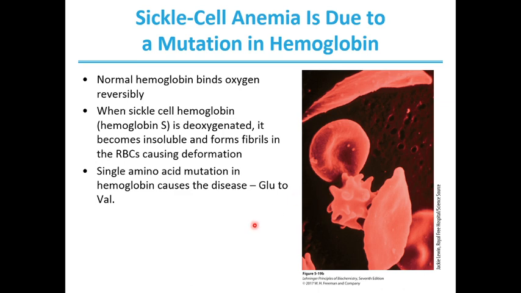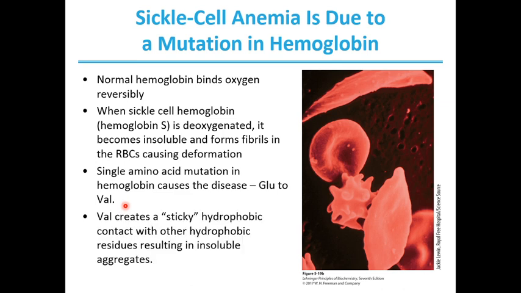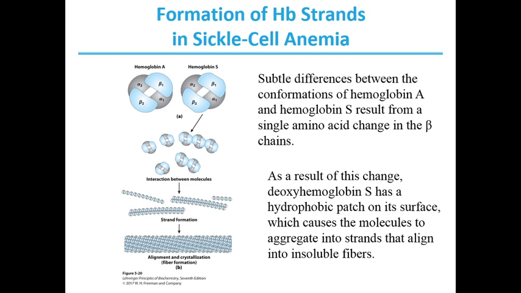Obviously, there is a genetic mutation which results in the mutation of a single amino acid in hemoglobin, and that mutation is glutamate to valine. Remember, glutamate is a negatively charged amino acid, whereas valine is a hydrophobic amino acid. Valine creates a sticky hydrophobic contact with other hydrophobic residues, resulting in insoluble aggregates. So these are the insoluble aggregates that I'm talking about.